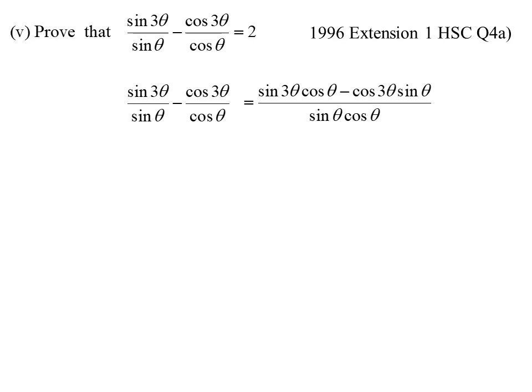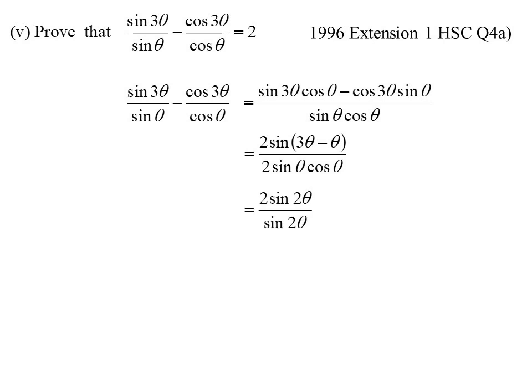If we combine it as one fraction and notice the pattern on the top, so sine, cos, cos, sine, that must have been the sine of 3 theta minus theta. You'll also notice I've multiplied top and bottom by 2. Why did I do that? Because 2 sine theta cos theta would become sine 2 theta. And sine of 3 theta minus theta is also sine 2 theta. I can cancel the sine 2 thetas and I'm left with the 2 that they wanted me to prove. So it only took me 1, 2, 3 lines, whereas doing it the other way would have taken several more lines.